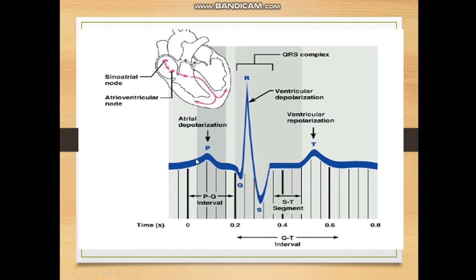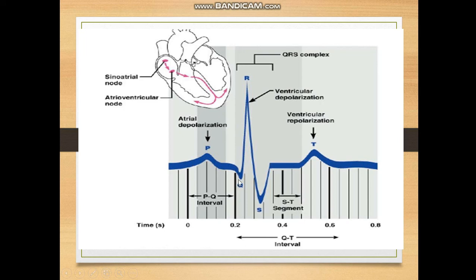What did I say? Interval, a wave plus a segment. That is the interval. The start of a P and the start of a Q. It's a PR interval. And what does it include? The PR interval includes the P wave and the PR segment.